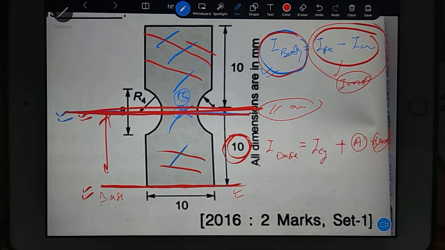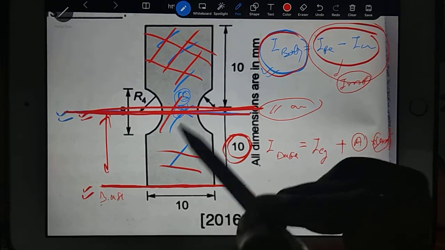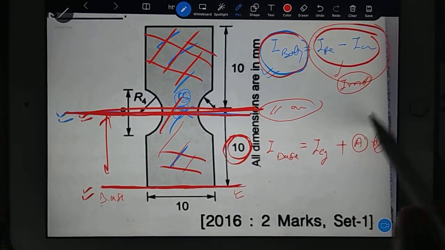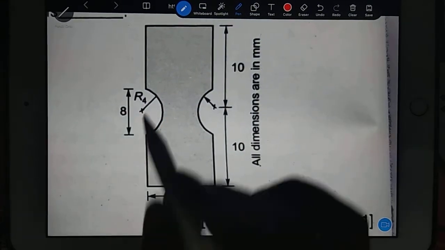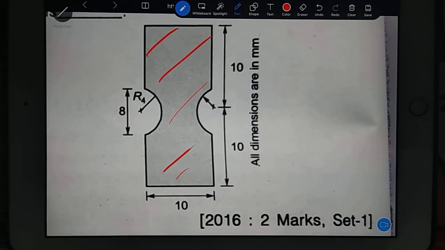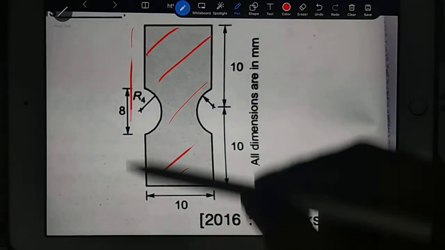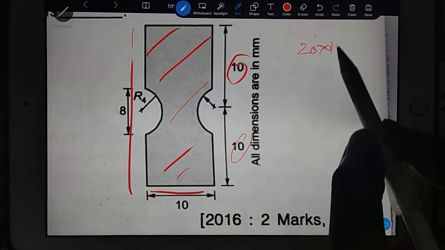Now one more thing, you need to find out the total area of the gray object, because that area has to be substituted here. How will you find that out? See here, for the total rectangle you find the area. The total height is 10 plus 10, which is 20, into 10. Rectangle area is 20 into 10. We got the total area.